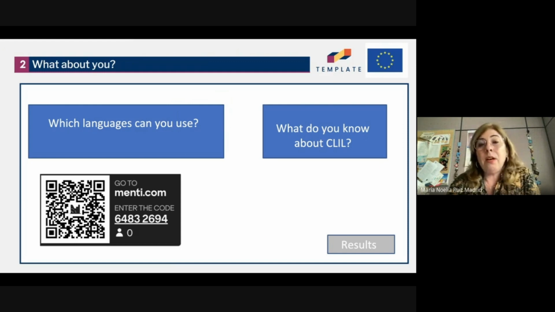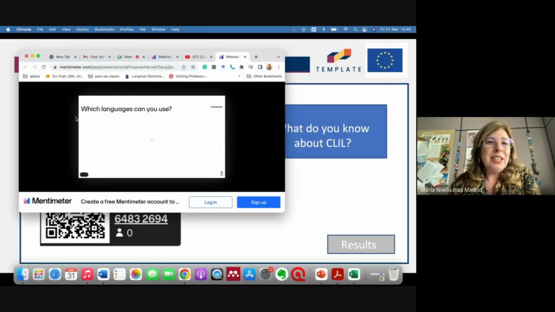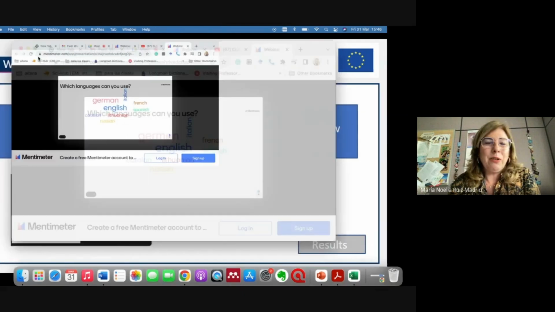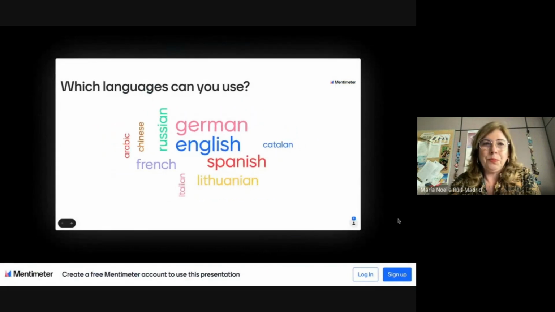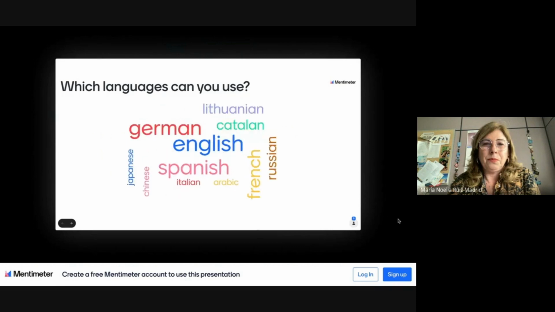And in the second question, we would like you to tell us a little bit about your experience with CLIL, what you know about CLIL, if you are a CLIL teacher, if you have experienced CLIL as a student or as a teacher, or you have observed a CLIL session. Anything you may know about CLIL or you have read about CLIL. Okay, so we're going to give you just some time. We see that you are already there. A few seconds more.